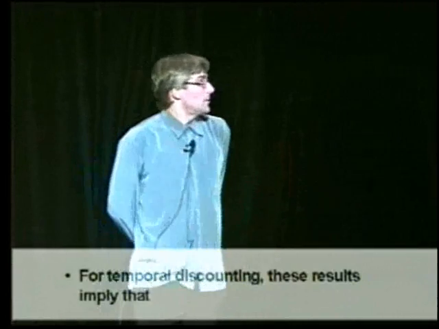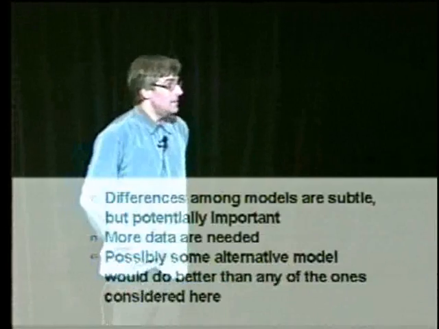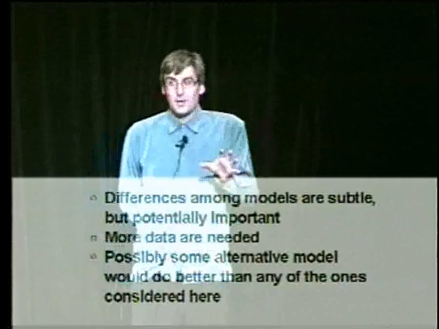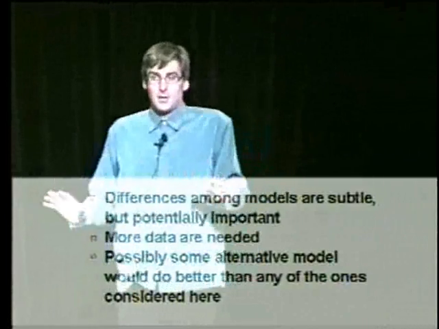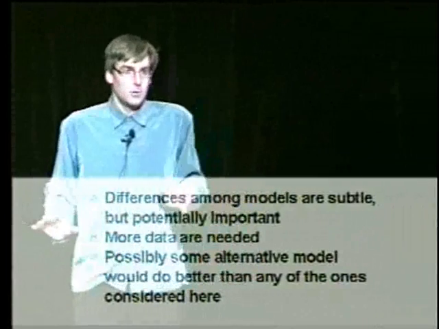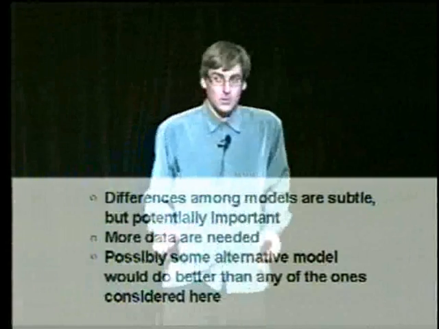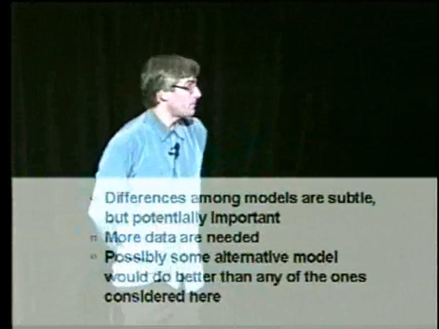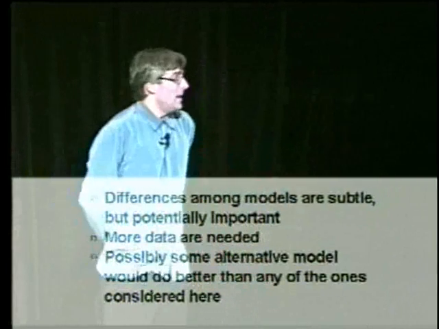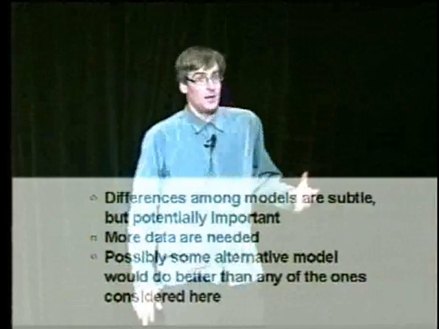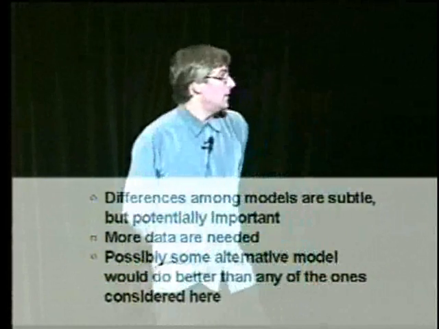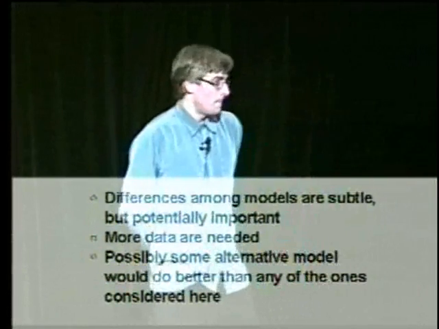It is very important when you're doing this type of exploratory work to use multiple criteria when you're choosing among models. For temporal discounting, these results might be taken to imply that the differences among the models are subtle. And let's not forget that each of the models was accounting for well over 94% of the variance overall. So we're really trying to split hairs here. It means we need more data. And it's also possible that some alternative model, other than the three that we considered, would perform better.